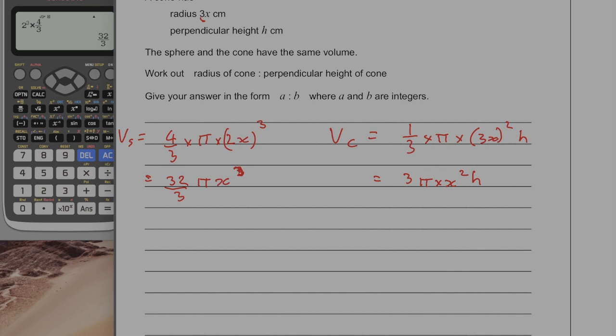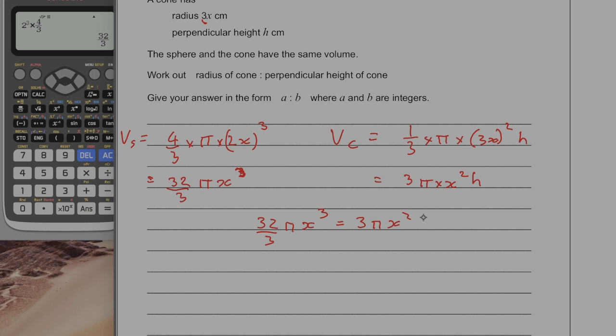Right, we're told that these are equal, so 32 over 3 pi x cubed is equal to 3 pi x squared h. I'm going to cancel pi. I'm also going to cancel x squared, and I'm going to times through by 3. So 32x is equal to 9h.